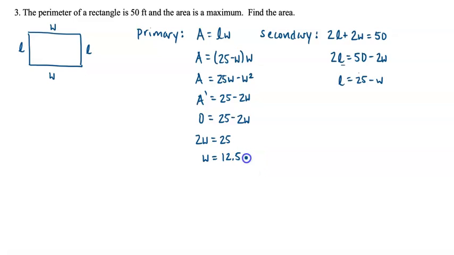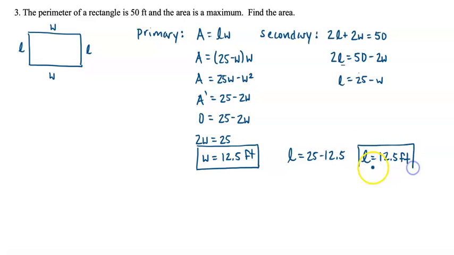Remembering that everything is in feet, let's just add that unit. So we get that the width is equal to 12.5 feet. All right, we need to find the length. We can use the secondary equation. Length is equal to 25 minus 12.5. And so the length is just also equal to 12.5 feet.